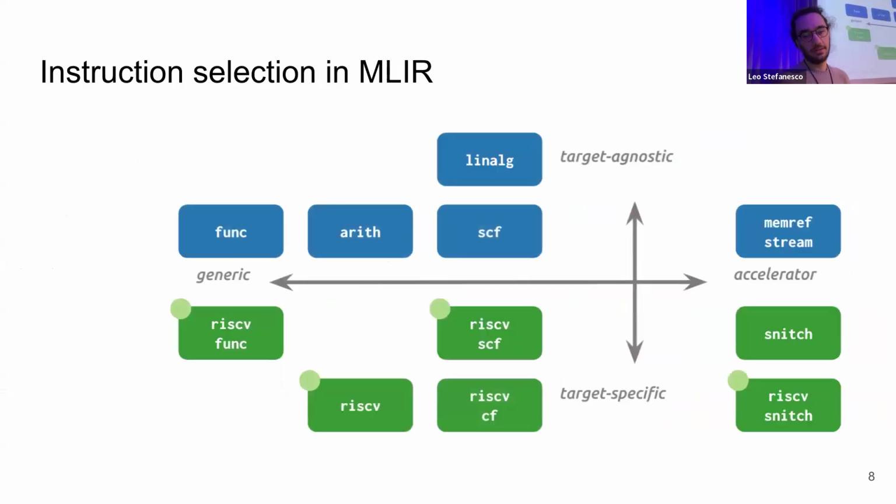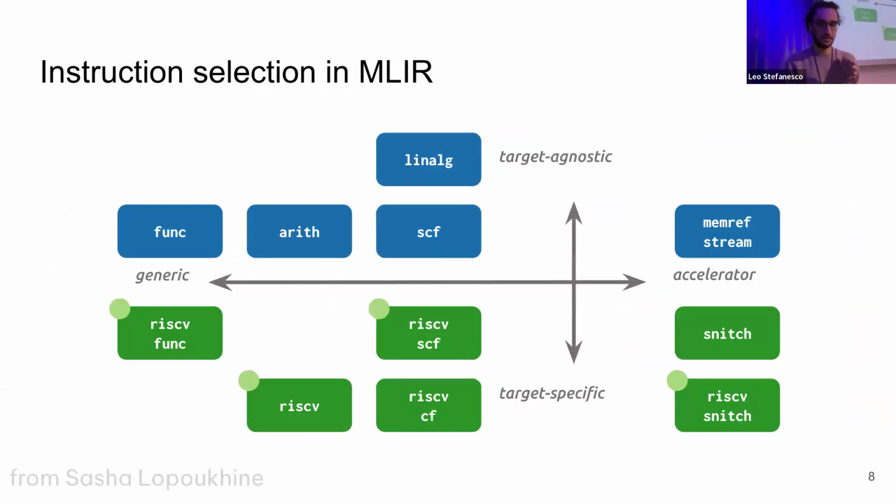And one instance of this that we came across in our group, in the work by Sasha Lopukin and his colleagues, is that now there are these new research chips that are specialized for ML workloads. So basically, they have special instructions for linear algebra. But once we are at the LLVM level, you forget which linear algebra operations you are doing. So it's very difficult to reconstruct the high-level operations.